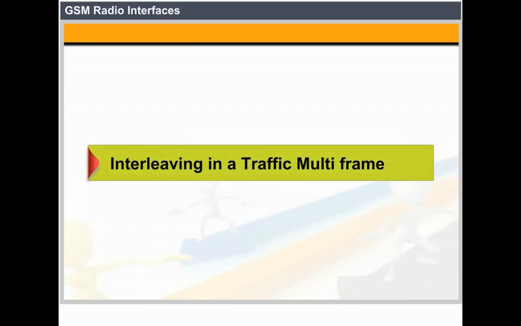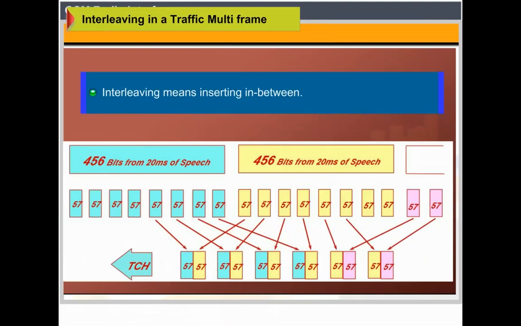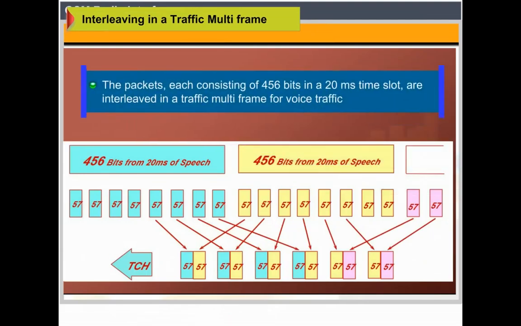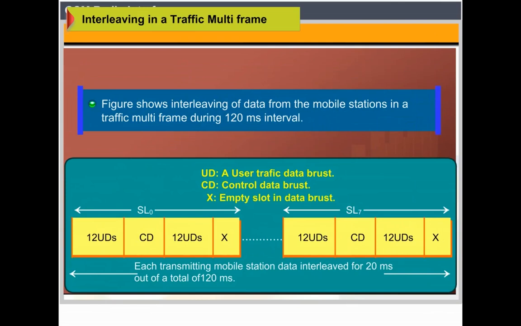Interleaving in a traffic multi-frame. Interleaving means inserting in between. The packets, each consisting of 456 bits in a 20 ms time slot, are interleaved in a traffic multi-frame for voice traffic. The figure shows interleaving of data from the mobile stations in a traffic multi-frame during a 120 ms interval.